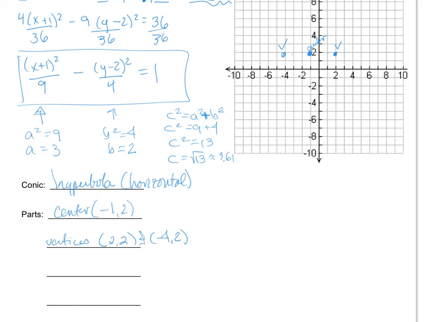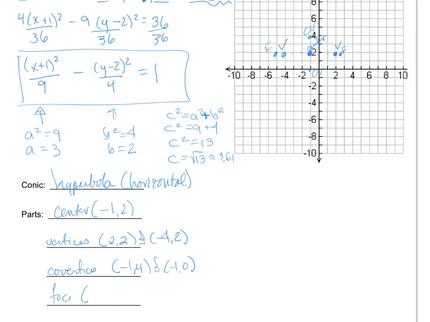Now I have b. b is the distance from my center to my co-vertex. It's 2. So I'm going to go up 2 and down 2 from the center and get my co-vertices. And I'm going to label those points. My co-vertices are what? Negative 1, 4, and negative 1, 0. Now what am I going to do? Well, I have to use the c value to find my foci. My foci are on the same transverse axis as my vertices. So from the center, I'm going to go 1, 2, 3, and a little bit. There's my focus. 1, 2, 3, and a little bit. And there's my other focus.